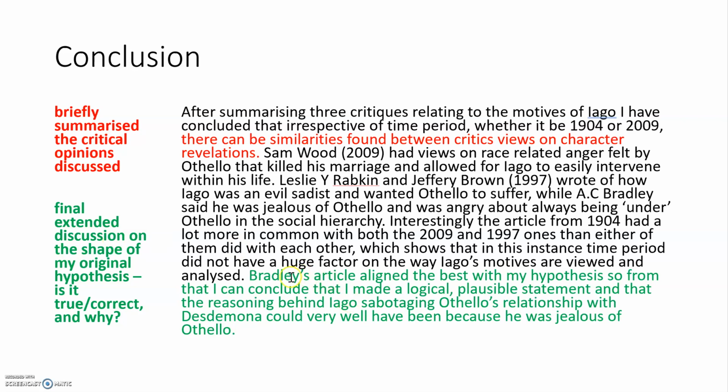They're saying, Bradley's article aligned the best with my hypothesis. So from that, I can conclude that I made a logical, plausible statement, and that the reasoning behind Iago sabotaging Othello's relationship with Desdemona could very well have been because he was jealous of Othello. They finish their critical text assessment by restating their hypothesis, saying this has basically been confirmed by one of my critics, which is a really useful thing to do. You start off with your hypothesis, and at the very end you come back to it and decide, is your hypothesis still true, or do you have to slightly change it, which is also fine, as long as you put that reflection in.